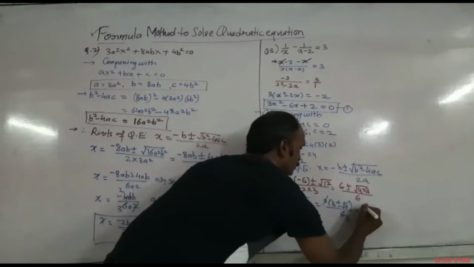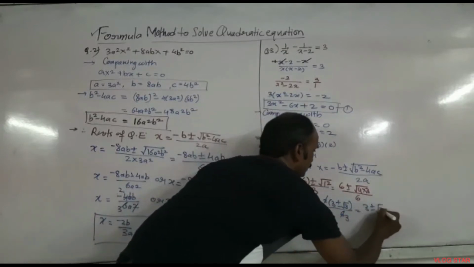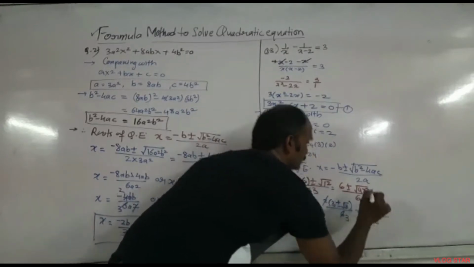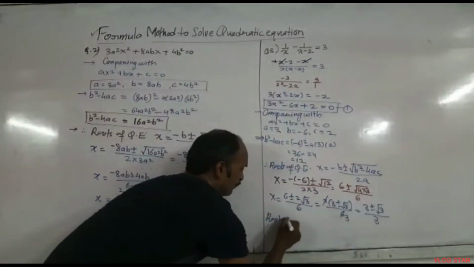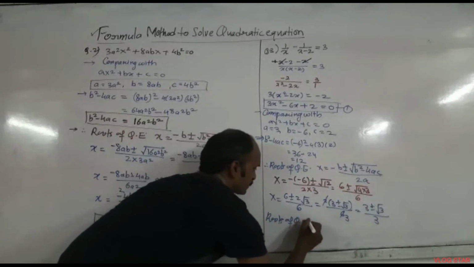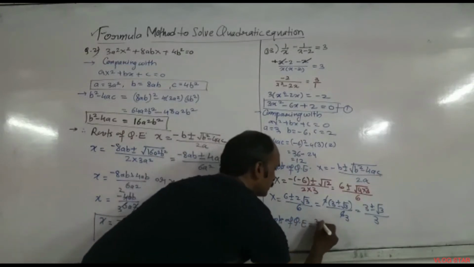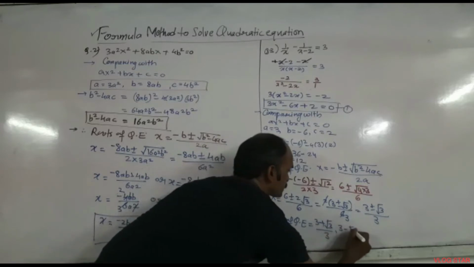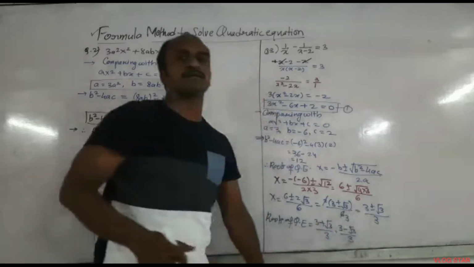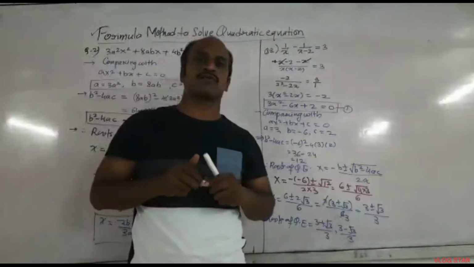You will get 3 plus minus root 3 divided by 3. So here you have got 2 roots. So roots of the quadratic equation are 3 plus root 3 by 3 or 3 minus root 3 by 3. These two are called the roots of the quadratic equation.